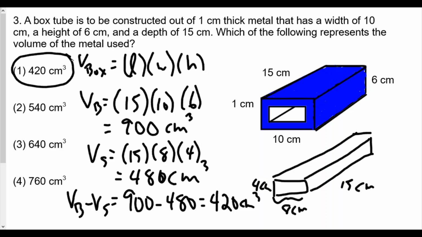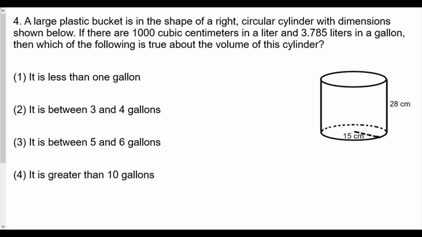All right, ladies and gentlemen, so we see in this case that we're very much doing a shaded region problem, but instead of shaded areas, we're doing shaded volumes. Okay, so number 4. A large plastic bucket is in the shape of a right circular cylinder with dimensions shown. The dimensions are a radius of 15 and a height of 28 centimeters. If there are 1,000 cubic centimeters in a liter and 3.785 liters in a gallon, then which of the following is true about the volume of the cylinder?